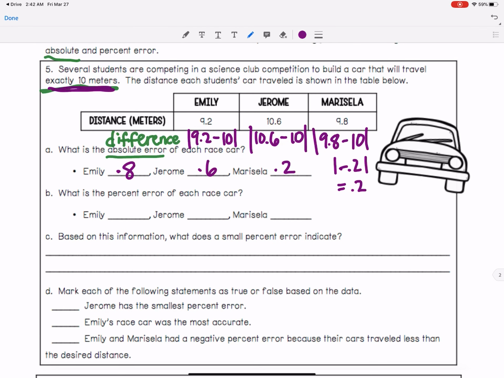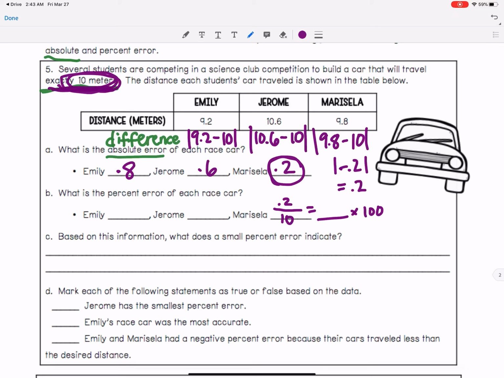So if I got 0.2 from Maricela, I would put that over the exact value, which was 10 meters. I know 10 meters because I'm getting that from up here, and I have 0.2 because I'm getting that from right here. So now I need to figure out what my answer is. Whatever answer that gives me, I have to times that by 100. So let's go ahead and try that.